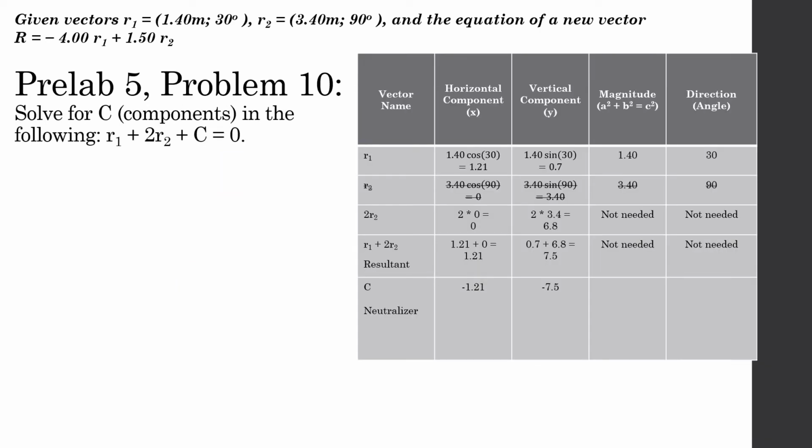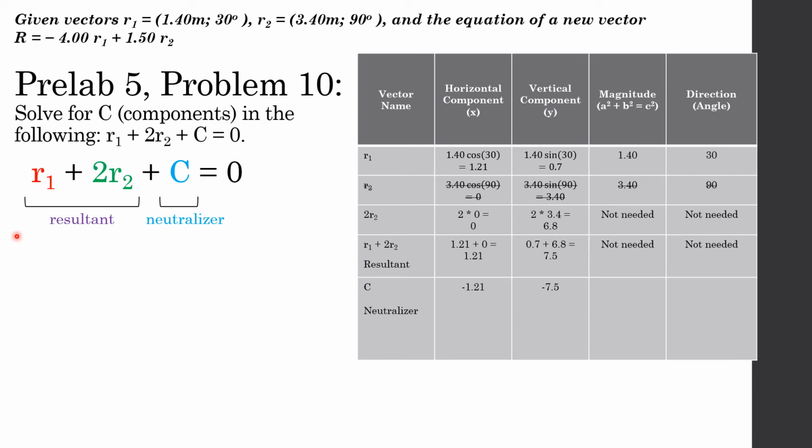All right, pre-lab practice problem number 10. So this time we want to solve for C. We just want the x and y components in the following equation: R1 plus 2R2 plus C is equal to 0. So now when I see an equation like this, automatically my brain thinks, okay, R1 plus 2R2, that's my resultant. C, that's my neutralizer, right? Because if I add up all three of these, I get 0. So that means that I have to have some kind of neutralizing force in there.